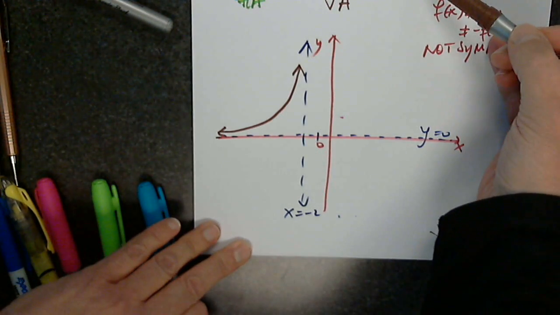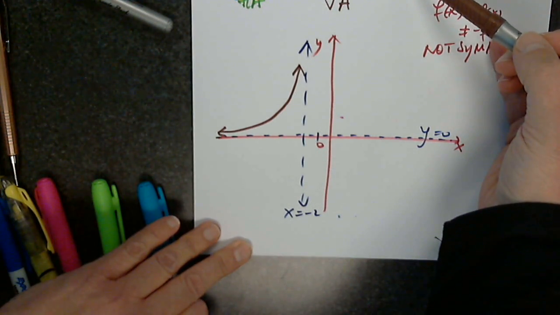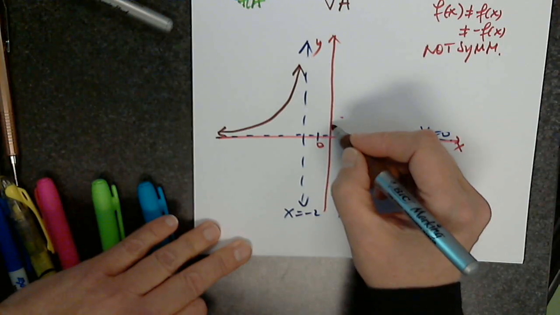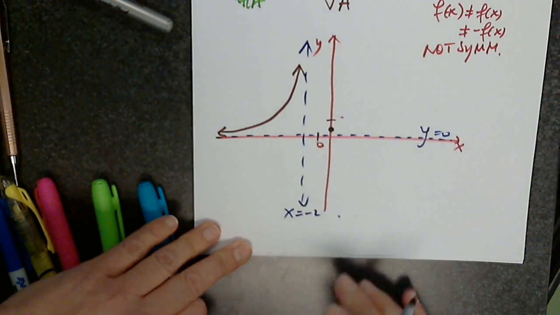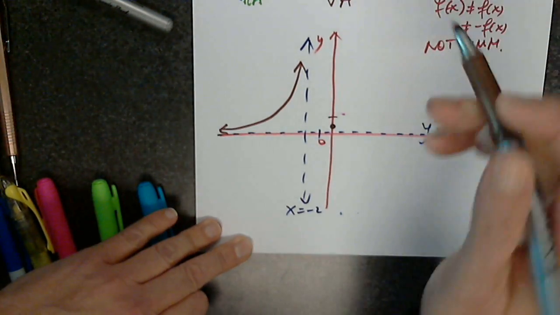0 for x, 1/4 for y. Oh, yeah, I'm sorry, it's right here. I have to plot 0, 1/4.